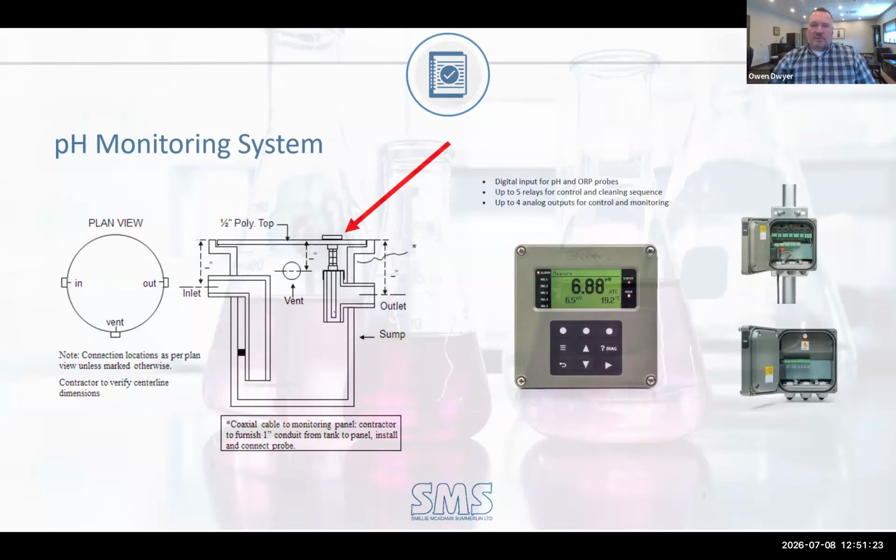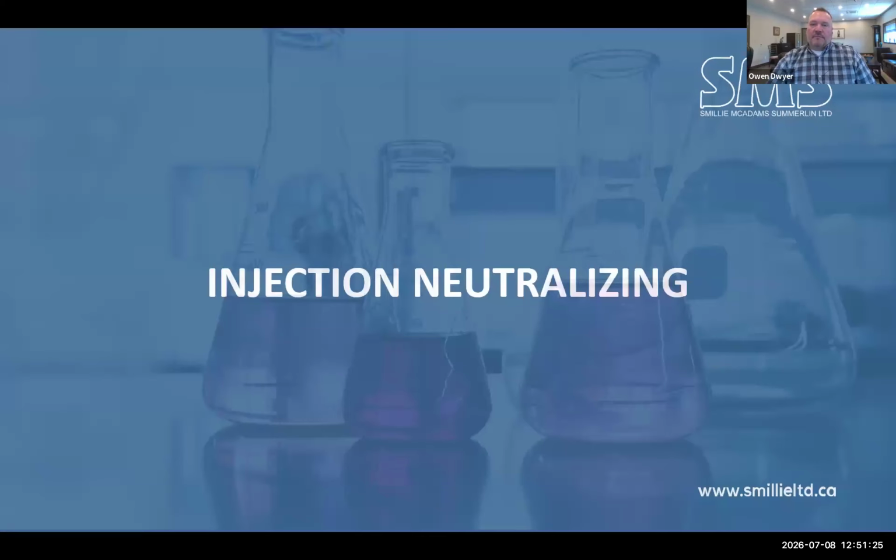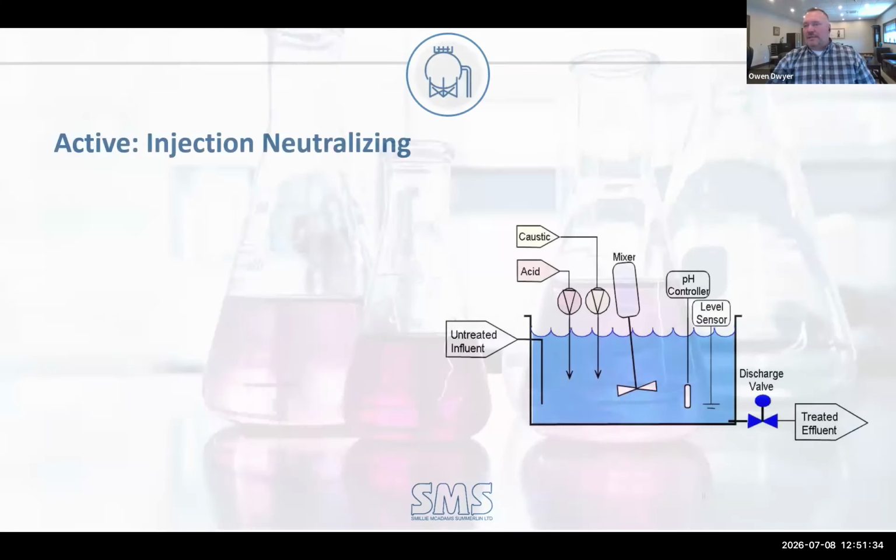pH probes typically go on the outlet as it leaves the tank. So that's your passive system, your calcium carbonate limestone. This is injection. It's very much the same, going back to that pH scale where left is acid, right is caustic. You basically want to inject an opposite. If I have an acid, I inject a caustic, they meet towards neutrality. If I have a caustic and I inject an acid, they meet towards neutrality.